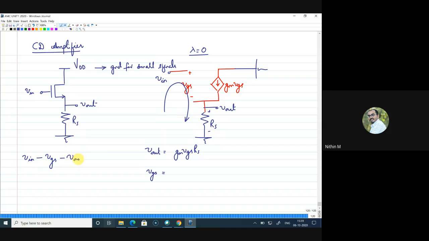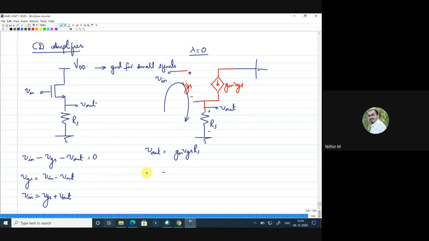So minus V out is equal to 0. Or I can write VGS as V in minus V out. If you look at this equivalent circuit, we can see that VGS is between this V in and V out. So from the KVL, I will get that VGS is V in minus V out. Or I can write V in as VGS plus V out. So that is a relation.